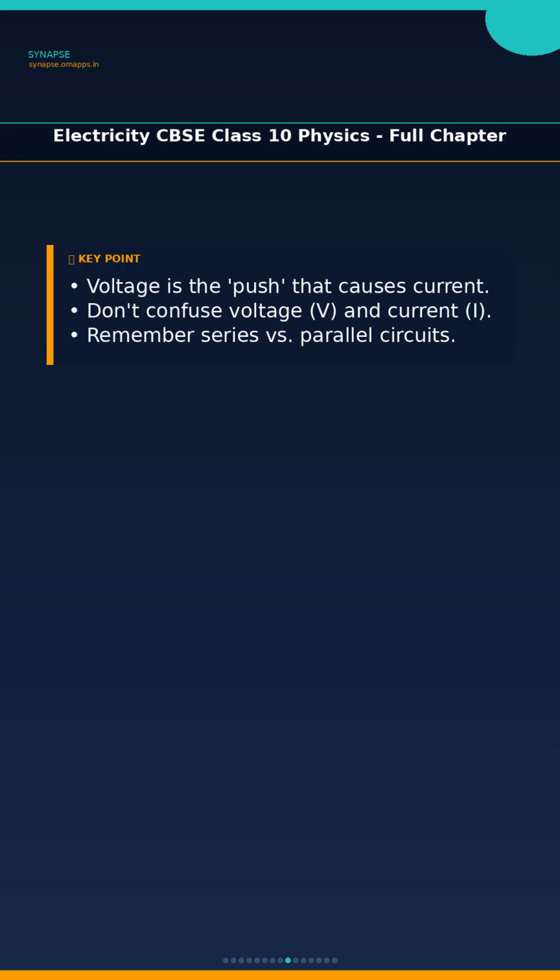Here's a key point to remember for your exams. Voltage is the cause, it pushes the current through the circuit. Current is the effect, it's what actually flows. Also, remember the difference between series and parallel circuits, as examiners love to test you on those.